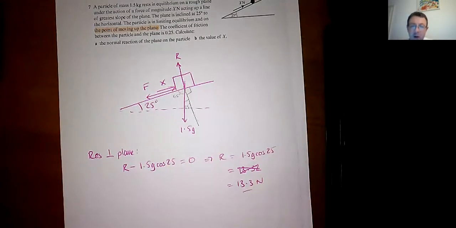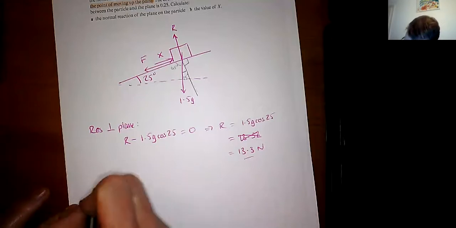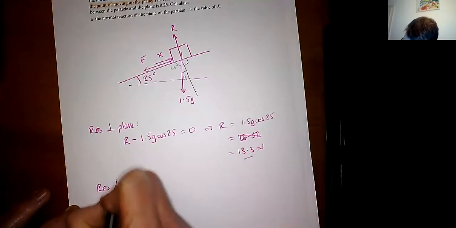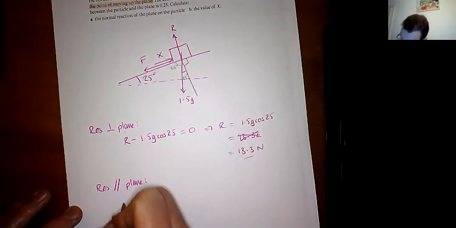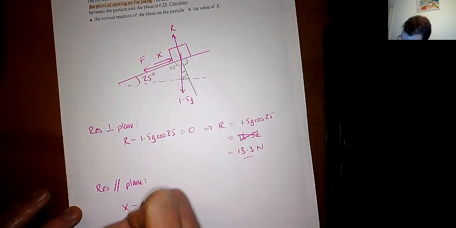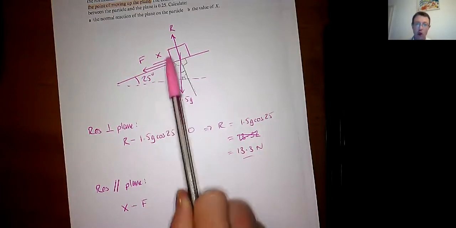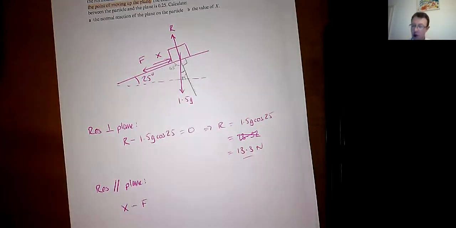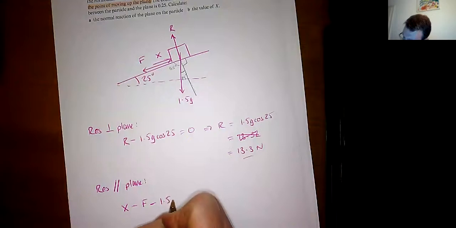Now, find the value of X. Okay, well, in order to do that then, I'm going to resolve parallel to the plane. Okay, so having resolved perpendicular to the plane, now let's resolve parallel to the plane. Okay, so what have we got? We've got X going up. We've got F going down. And we've got a component of this force also pointing in the down direction. So it's minus, because it's definitely not pushing it up, is it? It's pointing it down. So minus 1.5 g.